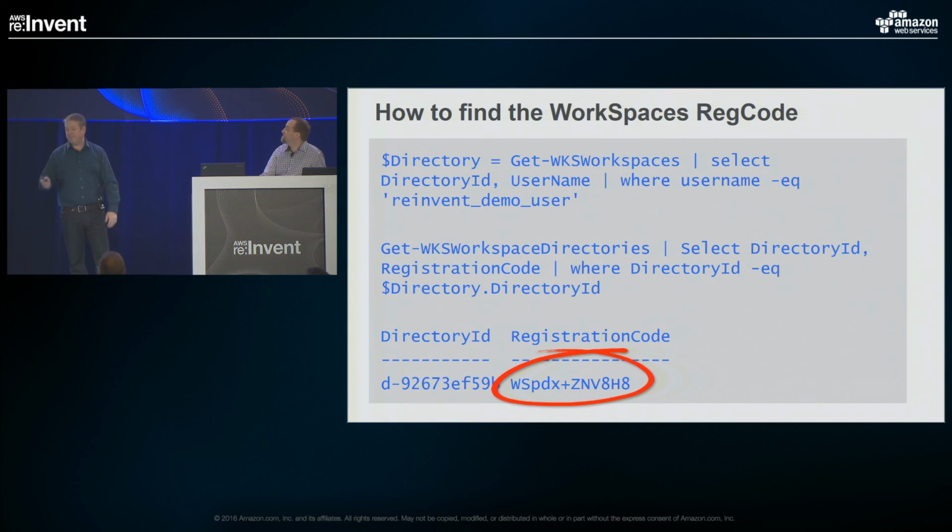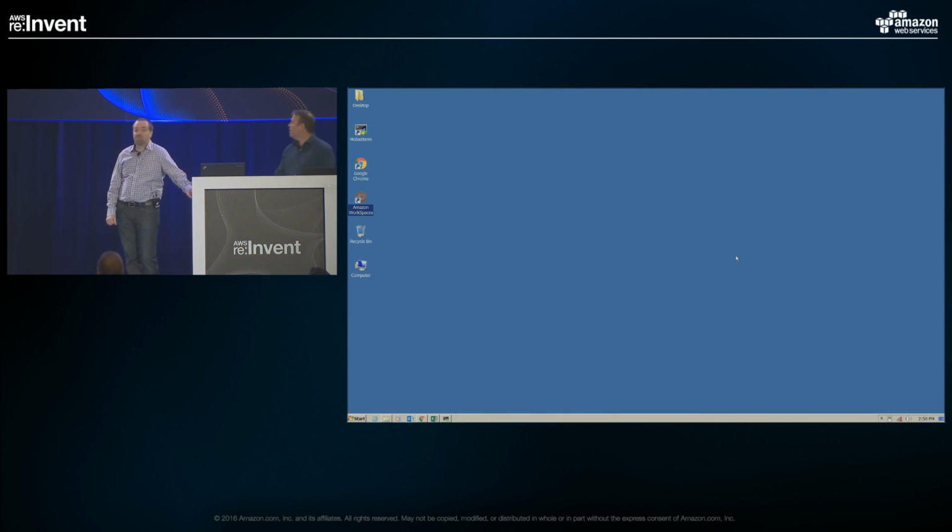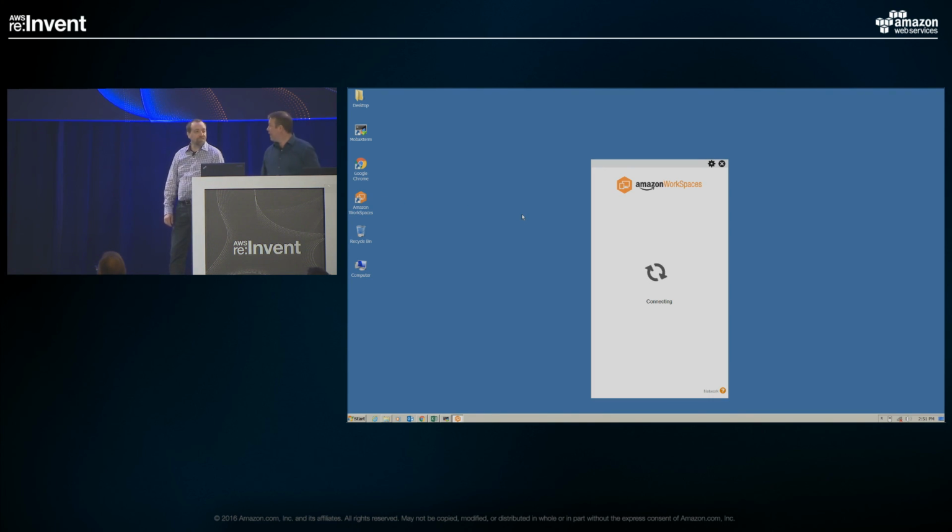Okay. So with that, let's plug back into the screen here. So just flip. So as you can see here, I'm back on my desktop. In this case, I'm just going to start up my Amazon Workspaces client.